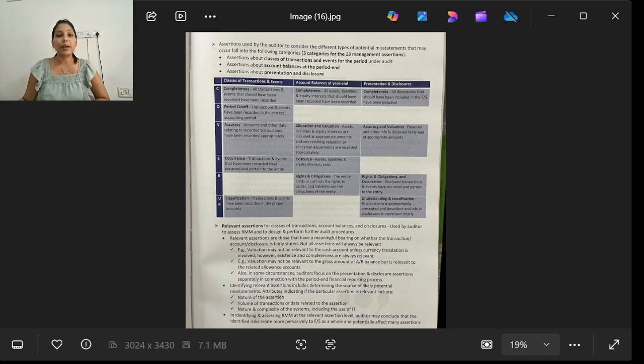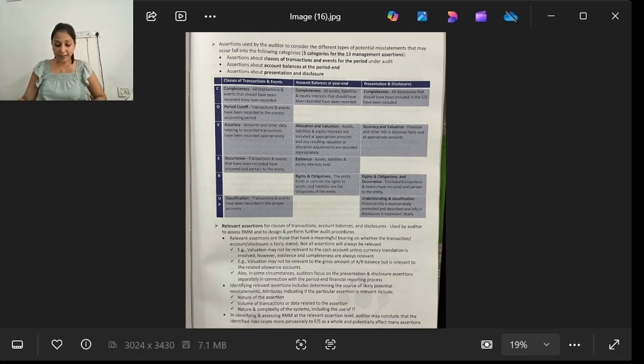Rights and obligations pertain to the balance sheet and the presentation and disclosures, where we check that the entity has the legal rights to the assets and the obligations for the liabilities, and that concerns the balance sheet and the disclosure statement. Classification again pertains to the transaction statement, that revenue and expenses are properly classified and recorded, and under disclosure, that disclosures are properly classified and understandable by the users of the financial statements.